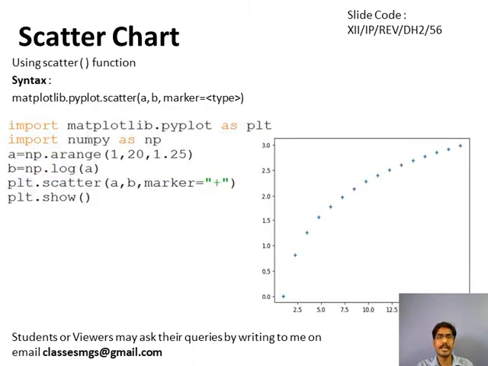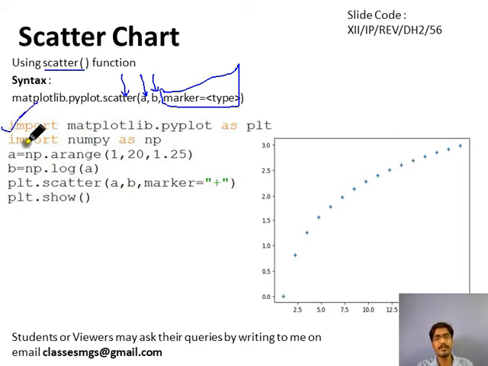Now we will see another example of drawing the scatter graph through the scatter function. The scatter function syntax looks very similar to plot. We will use scatter, then we will pass data set 1, then data set 2, and then we will pass the marker type. Marker type means which type of marker you want to show: plus, minus, dash. We have seen these in the previous slide.